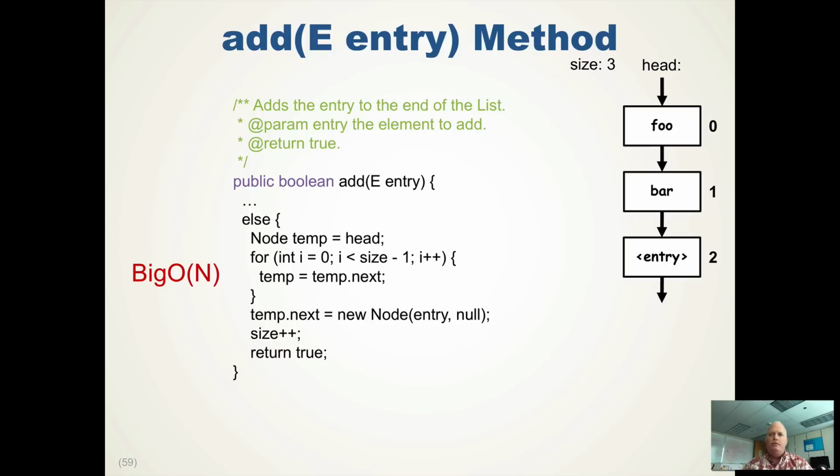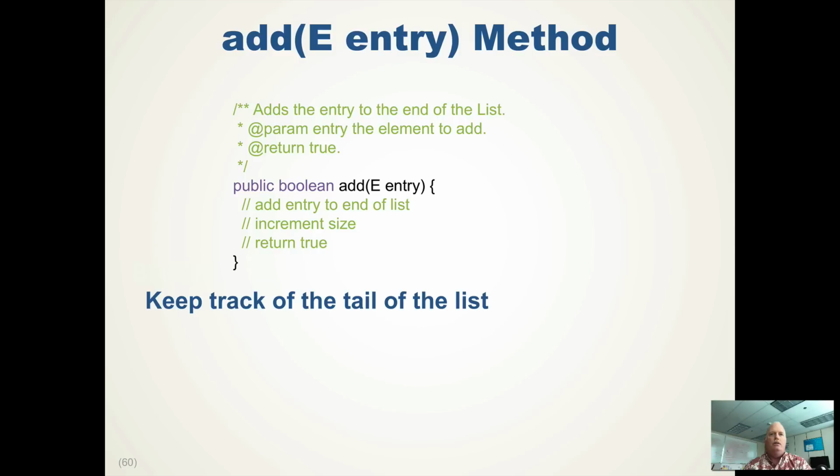Big O of n squared again, or excuse me, n, because we have to start at the beginning and move all the way to the end of the list. Nothing we can do with the link structure, because we only have the beginning and we can get to the end.